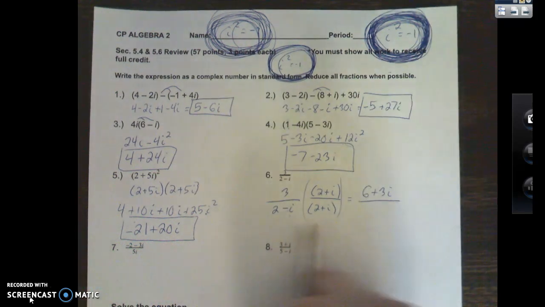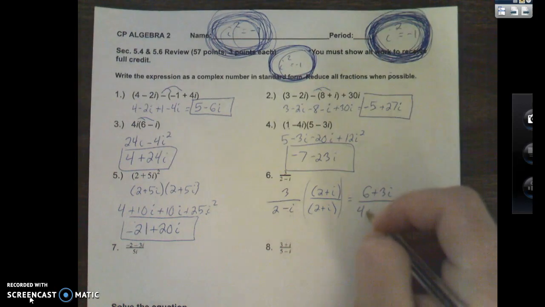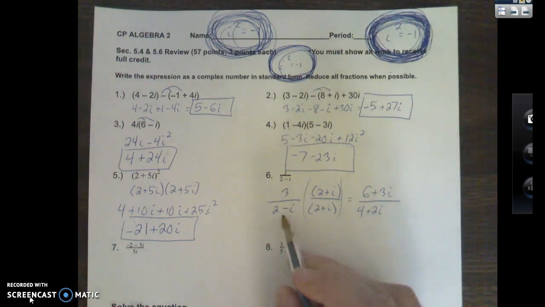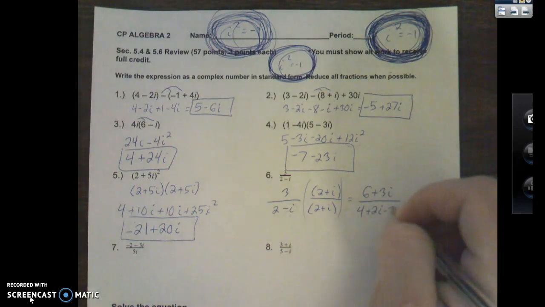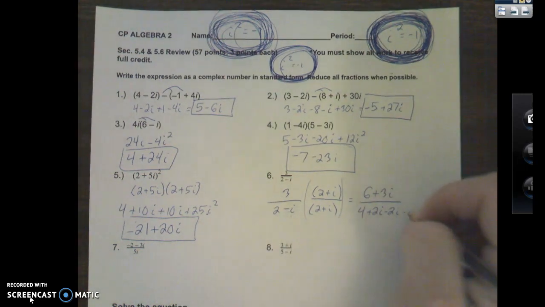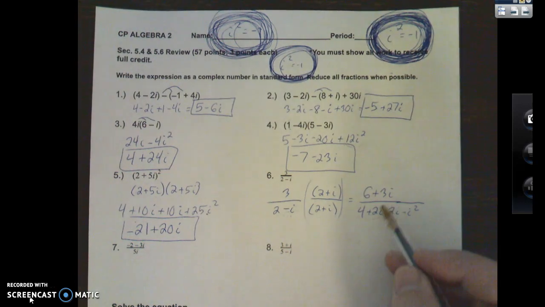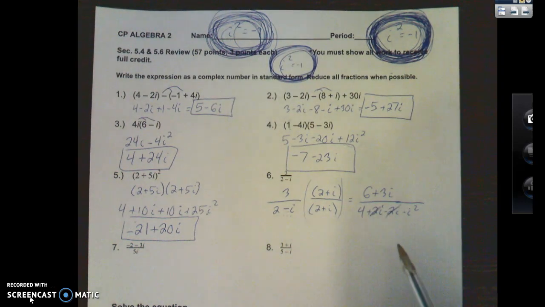Divided by, if I FOIL this out, 2 times 2 is 4. 2 times i is 2i. Negative i times 2 is negative 2i. Negative i times i is negative i squared. This is what I was after. 2i minus 2i cancels out, and I'm really in good business.